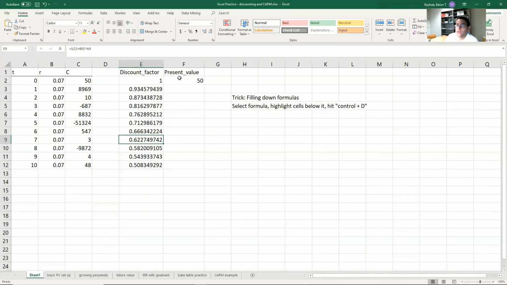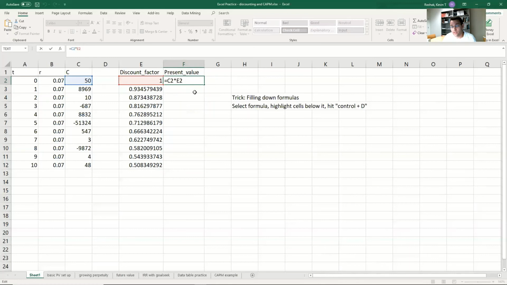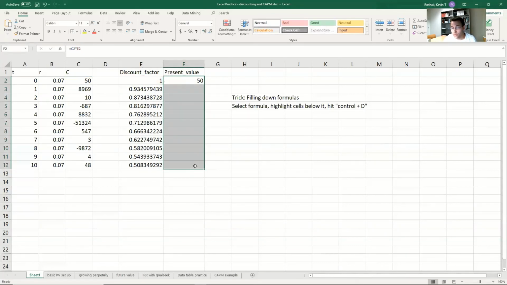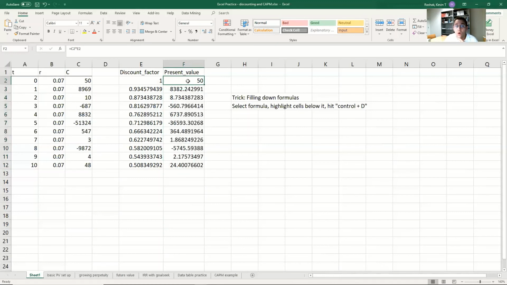Okay. So we can fill down the discount factor real easy. We didn't have to do anything new. We just fill down the formula. Likewise, we can fill down the present value very easily. The present value is just pulling the discount factor from column E, and it's pulling the cash flow from column C. So I select the formula, I highlight all the cells below it that I want to apply the formula to, and then I hit Control D. And that's going to give us a present value of all of the cash flows. I just mashed buttons to get a bunch of cash flows. Excel doesn't care. Excel can calculate the present value of mashed numbers just as easily as well-planned and thought-out numbers.